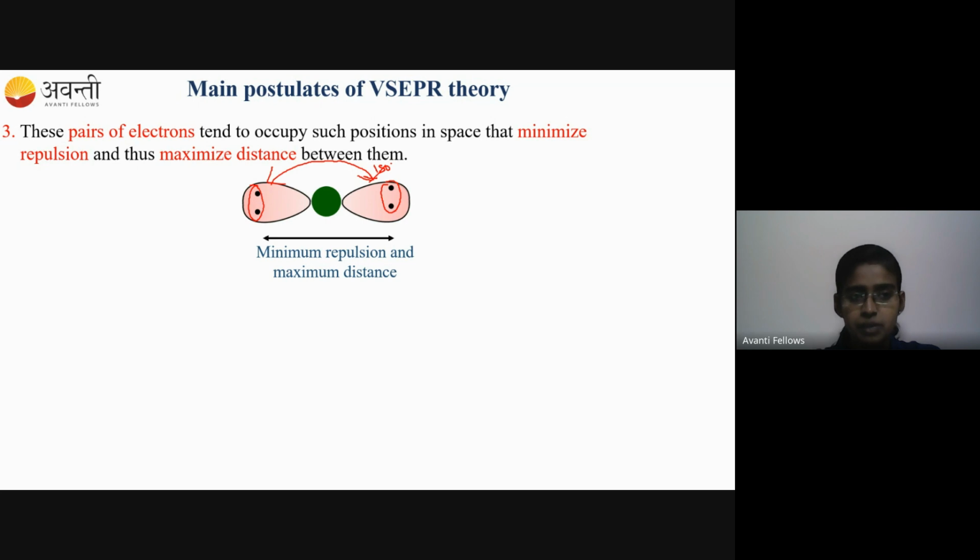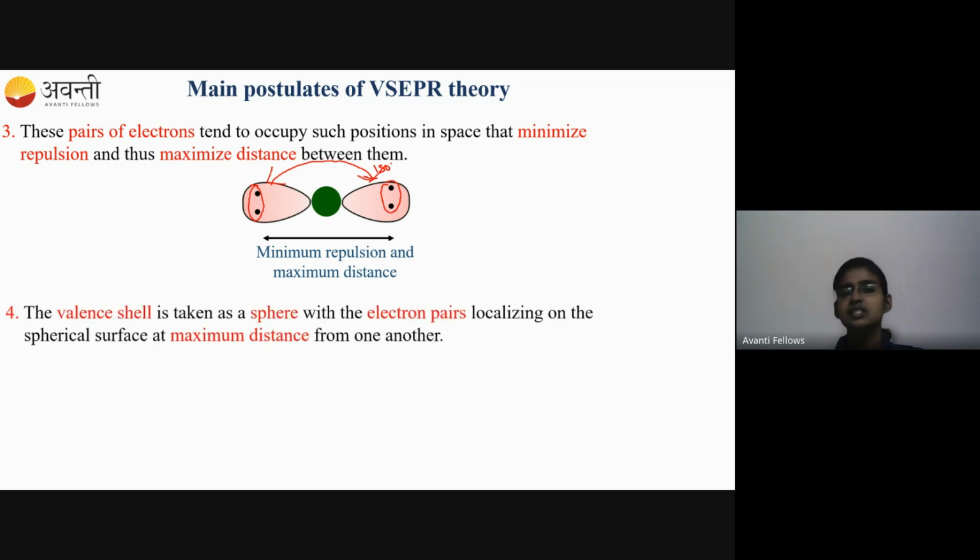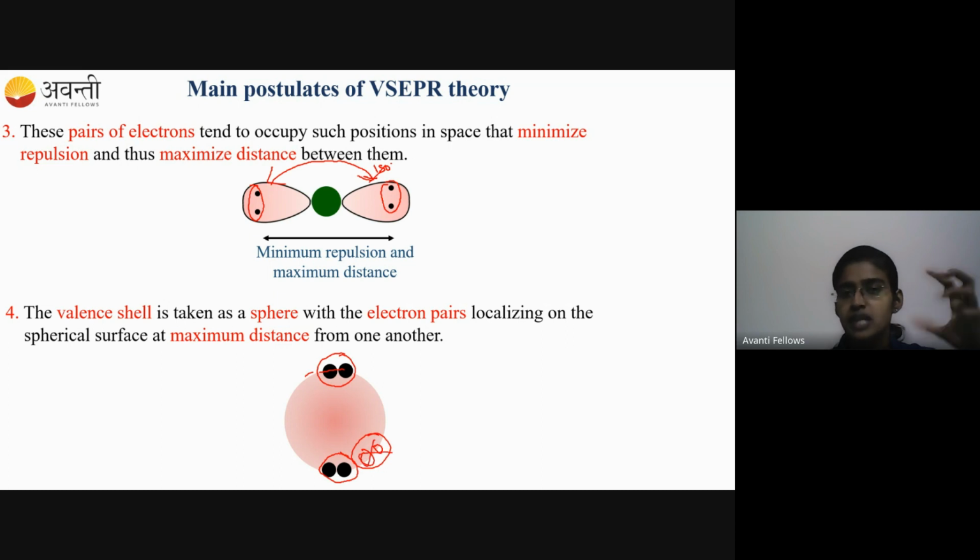Got it? Now coming to the fourth point: the valence shell is taken as a sphere. You see here, I'll show you the picture. The valence shell is taken as a sphere with the electron pairs localizing on the spherical surface. So this is the spherical surface. The electrons are occupying that spherical surface at maximum distance from one another. So the 4 electron pairs are far away from each other. You see, they are not closer to each other like this. They are far away from each other. Electron pairs being far away from each other is the fourth postulate.